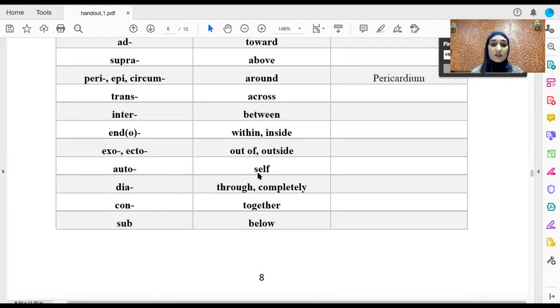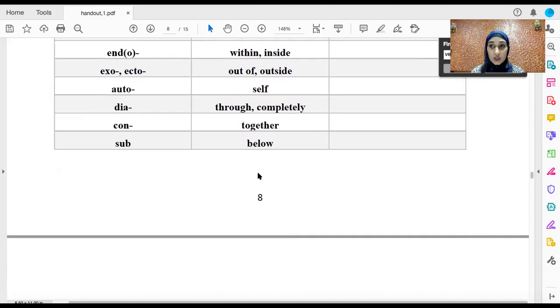Trans means across, inter means between, endo means within or inside, exo or ecto means outside or out of, auto means self, dia means through or completely, like in diagnosis, con means together, and sub means below.